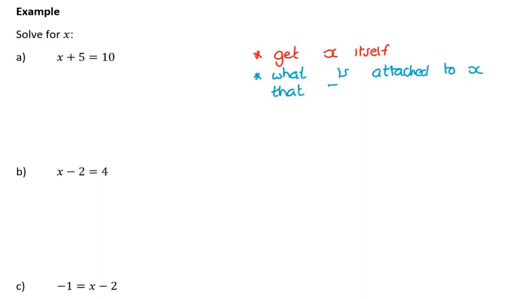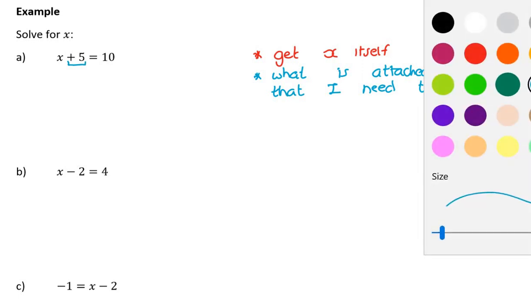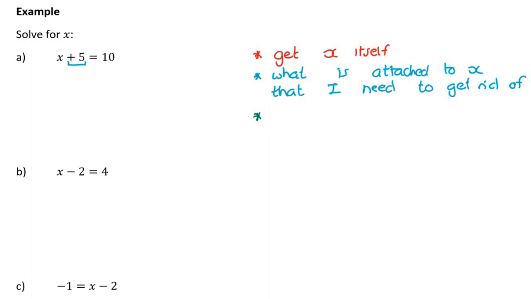And I identify in the easier examples, it's very easy, but it gets more and more complicated. So I identify everything that needs to go. So what is attached to x that I need to get rid of? Now in this case, there's a plus 5. So then I say to myself, how do I get rid of adding 5?